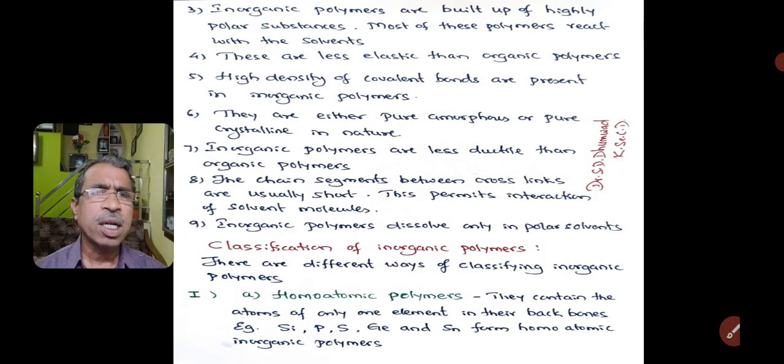Coming to the classification of inorganic polymers, there are different ways of classifying them. The first classification includes homogeneous polymers and heterogeneous polymers. The homogeneous polymers contain atoms of only one element in their backbones. Examples like silicon, phosphorus, sulfur, germanium and tin form homoatomic inorganic polymers.